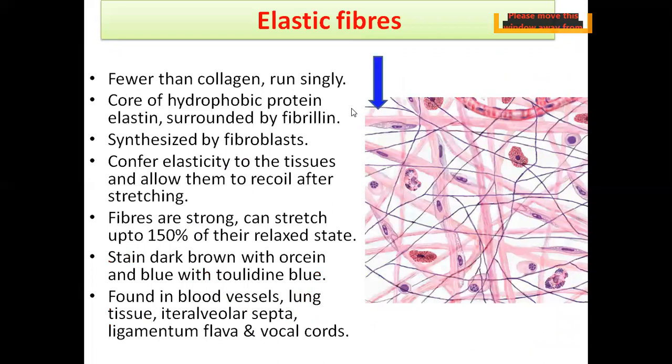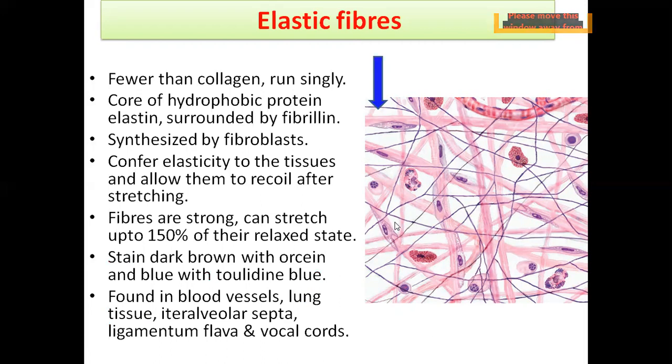After that we have the darker, little black fibers. These are elastin fibers. If you look here, they are fewer than collagen fibers. They run singly, with a core of hydrophobic protein elastin surrounded by fibrillin. They are synthesized again by fibroblasts. They give elasticity to the tissues and allow them to recoil after stretching. The fibers are quite strong and can stretch up to 150 percent of the relaxed state.